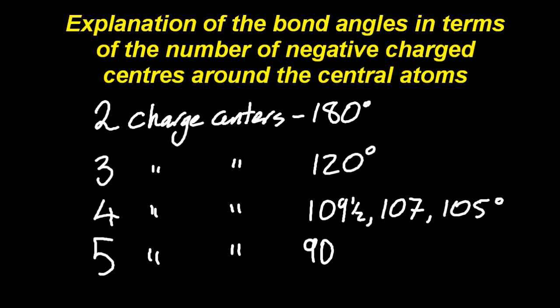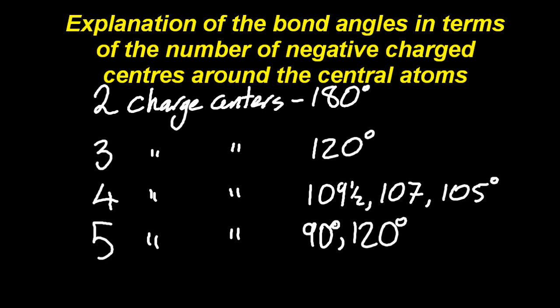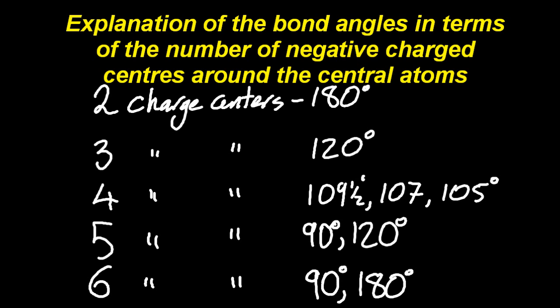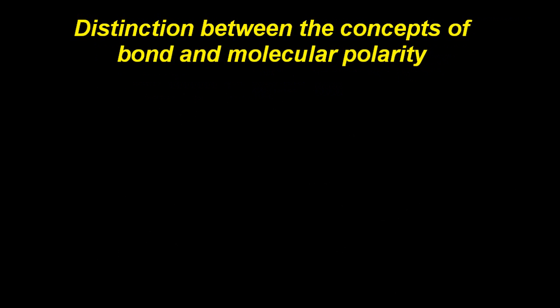5 charge centers. Looking at 90 and 120. That's seesaw and trigonal bipyramidal. And 6 charge centers, that's octahedral or square planar. Do you need the 180? Apparently you do.